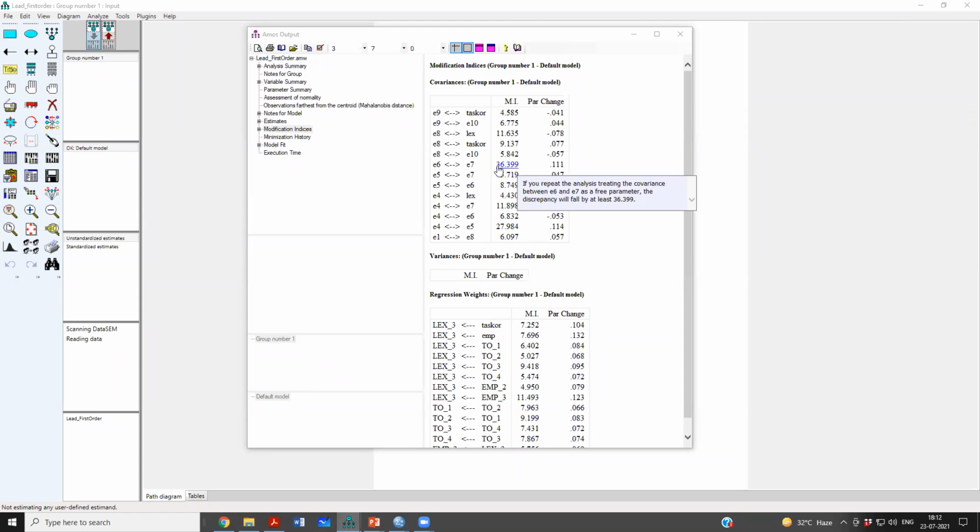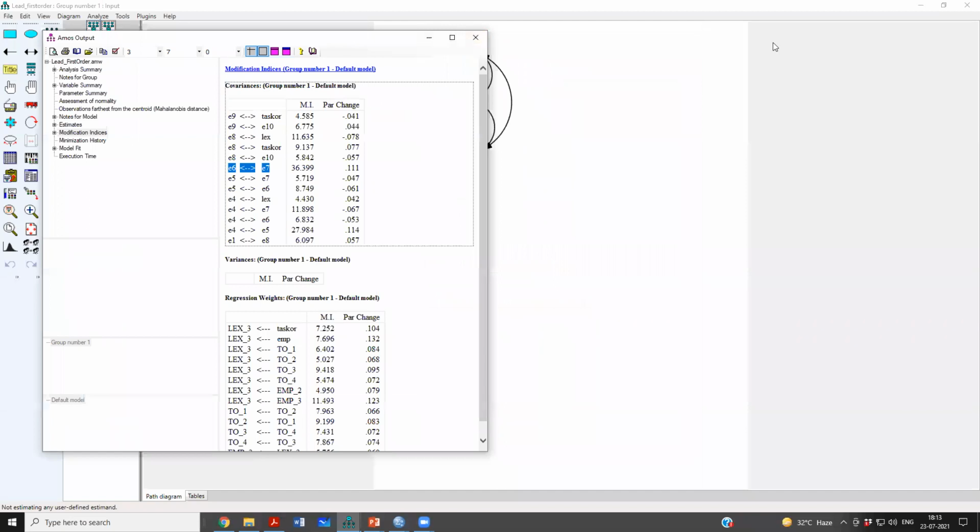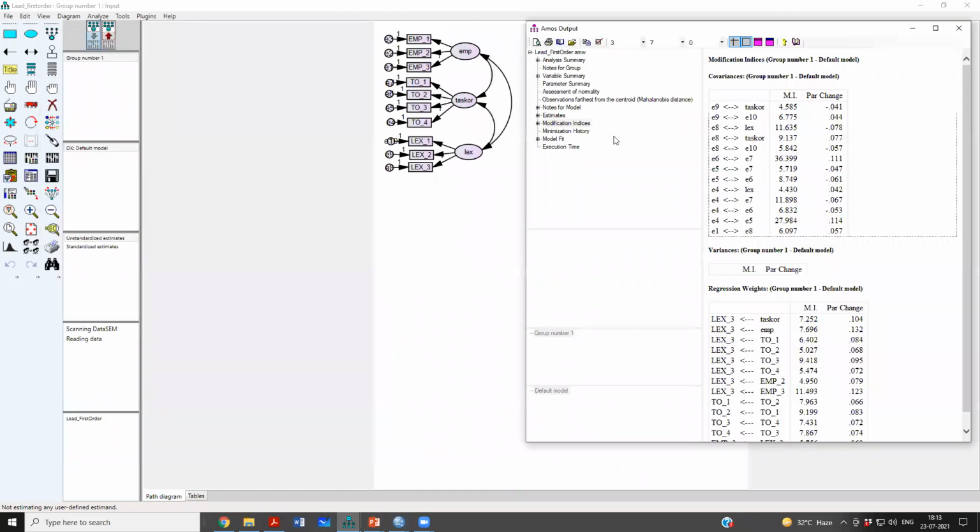Okay, and what do we want? Ideally, we want our chi-square to go down to zero because we want the difference of S and sigma to be zero. So if we make this addition to our model, we can reduce the chi-square. So what is this path? E6 is the error associated with TO2, and E7 is the error associated with TO1.